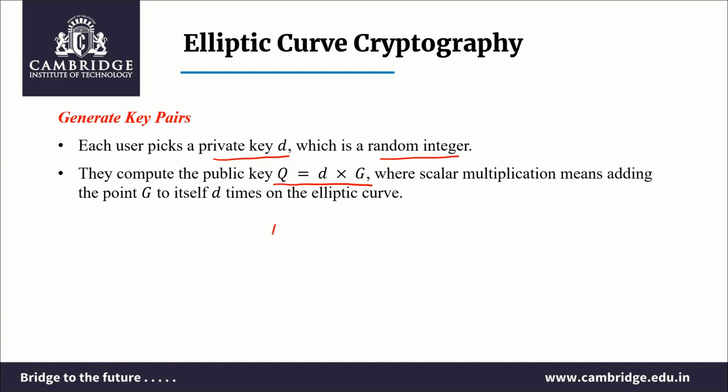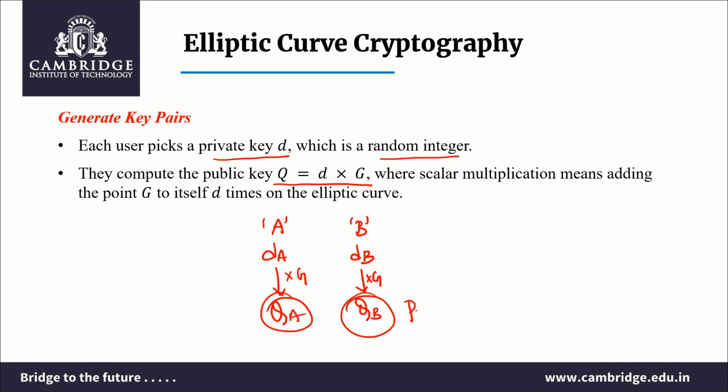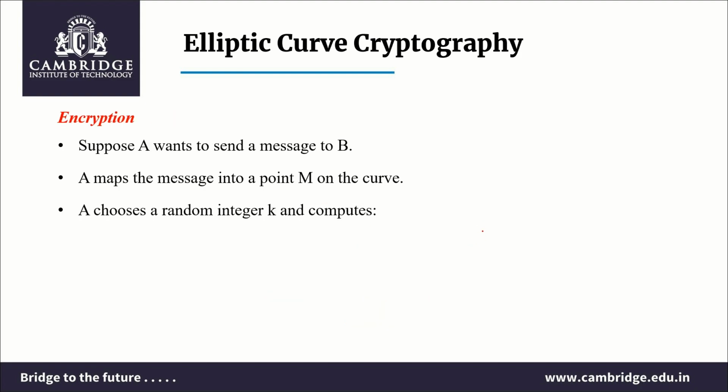So consider I have A and B as the two users, then let's say DA is the private key of A, and DB is the private key of B. What A does is it will multiply its private key with the base point G, which would give QA, and likewise QB for B. Let's consider that this QA and this QB are the public keys. So you have the private keys in the form of DA and DB for A and B, and public keys in the form of QA, QB. Now we are very well set to perform the encryption process.